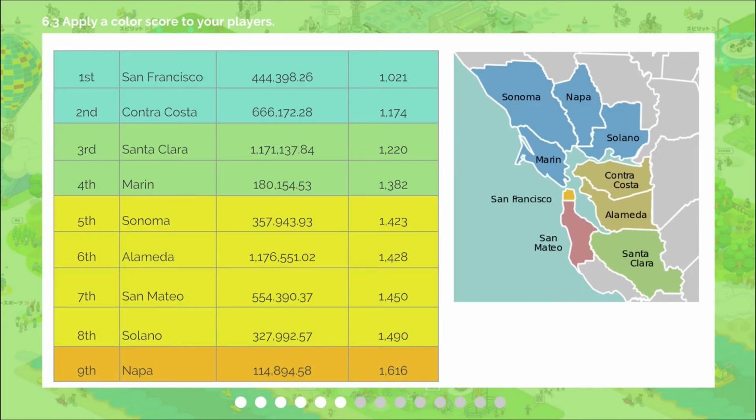Step 3 is to apply a colour score to your players. Based on the 5 colours from the previous slide, I've now applied those colours to the performance of each county. Now, not one single county has gotten the blue colour that is the very best colour to get. They all start on the second colour. So you've got San Francisco and Contra Costa County coming in the aqua colour, followed by Santa Clara and Marin coming in at the green zone. Then you've got this big chunk in the yellow zone, which is fairly poor performing, and you've only got one county coming in last at the orange.